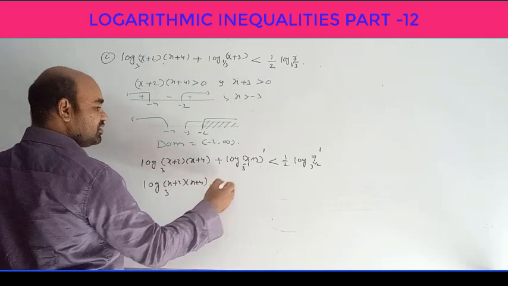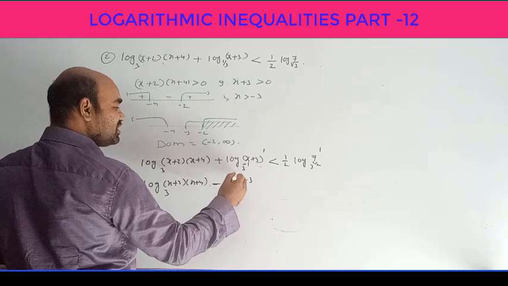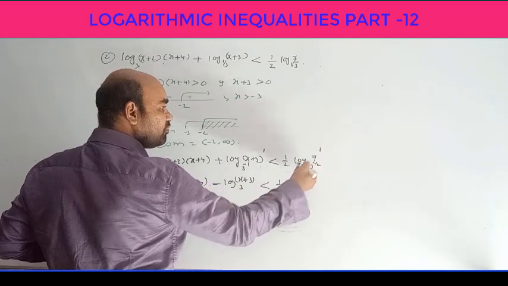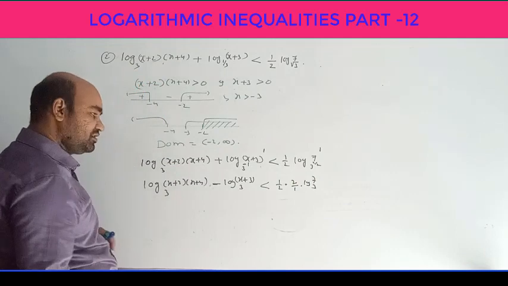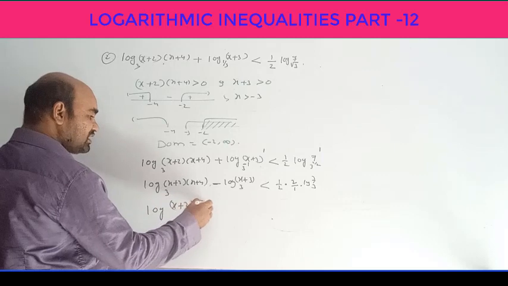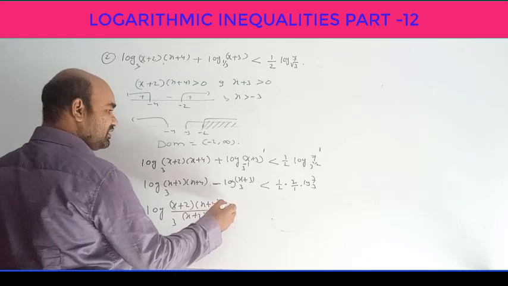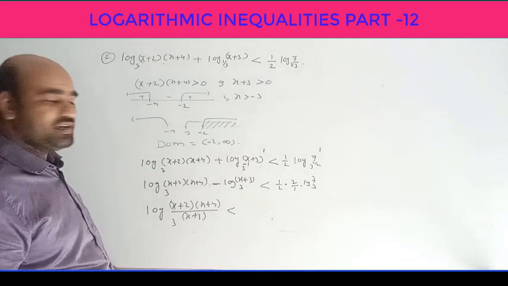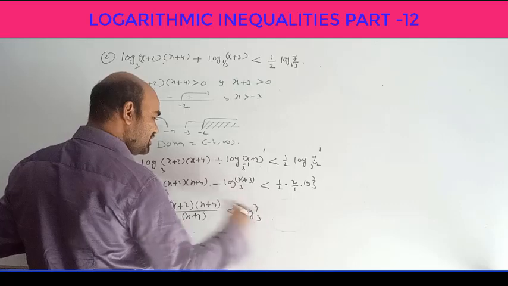Base 3 plus, what happened here? This minus logarithm of x plus 3 to the base 3 is less than 1 by 2 into 2 by 1 into log of 7 base 3. So this is nothing but log of x plus 2 into x plus 4 by x plus 3 to the base 3, less than. Using log m minus log n in the same base, log m by log n is less than 2, to get cancelled. Here what happened? Log 7 base 3.